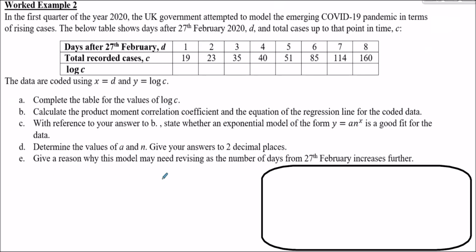So this data I found myself from the lovely website, possibly my favourite website ever, Wikipedia. It's better than you think. In the first quarter of 2020, the UK government attempted to model the emerging COVID-19 pandemic in terms of rising cases. They wanted to find out what was going on. The table below shows days after 27th of February 2020, called D, and the total cases up to that point in time, C for cases.